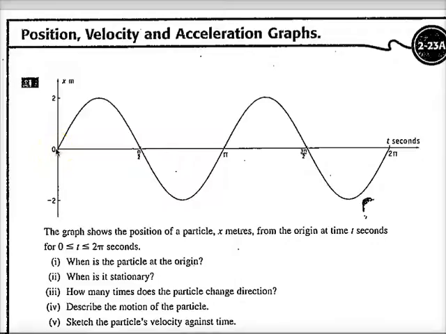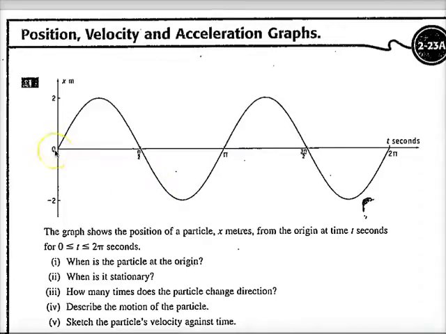Describing the motion of the particle. The particle starts at the origin, it then moves 2 meters to the right of the origin, and it takes pi on 4 seconds to do that. It then stops, turns around, gets back to the origin at pi on 2 seconds, and then in another pi on 4 seconds, it ends up 2 meters to the left of the origin, and then in another pi on 4 seconds, it's back at the origin. So basically it oscillates between 2 and -2, and that complete motion from 2 to -2 takes pi seconds.